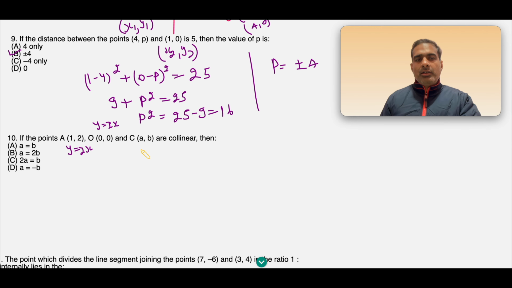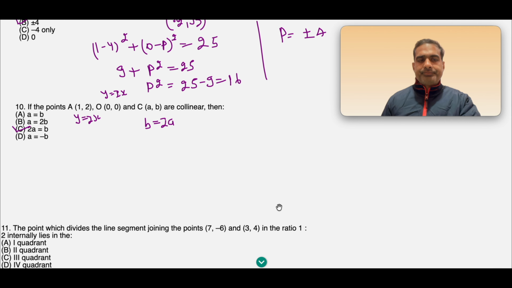And if C has to lie on AO, then its coordinates should also satisfy the same relationship, meaning b, that is the y coordinate, should be equal to 2 times the x coordinate, that is 2a. So we can see option C should be our answer. So without using the area formula or the distance formula, we could prove that if C has to lie on AO, then the y coordinate should be 2 times the x coordinate. So we saved our time and energy.